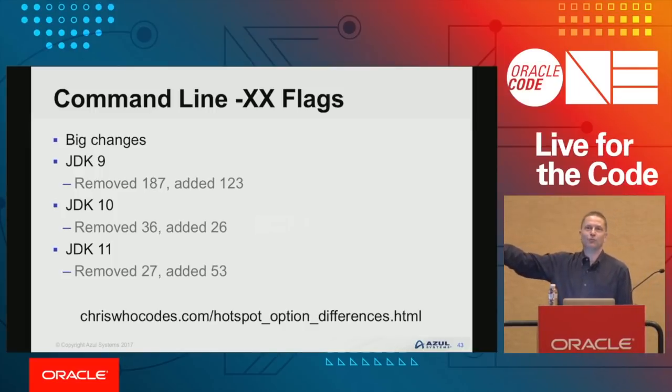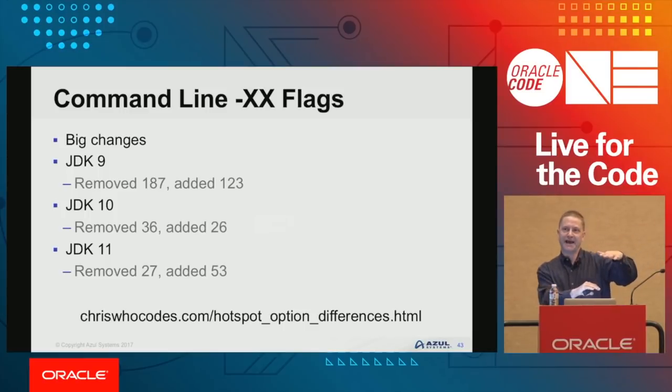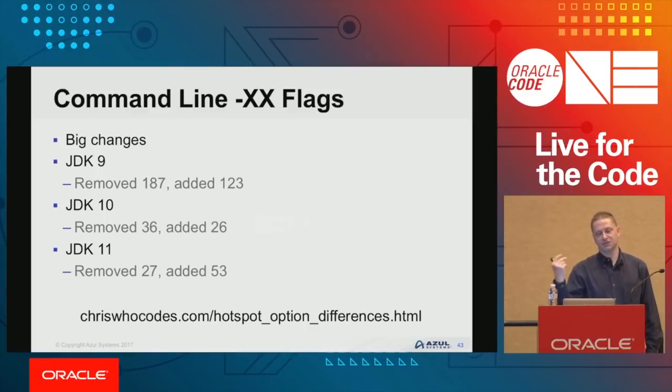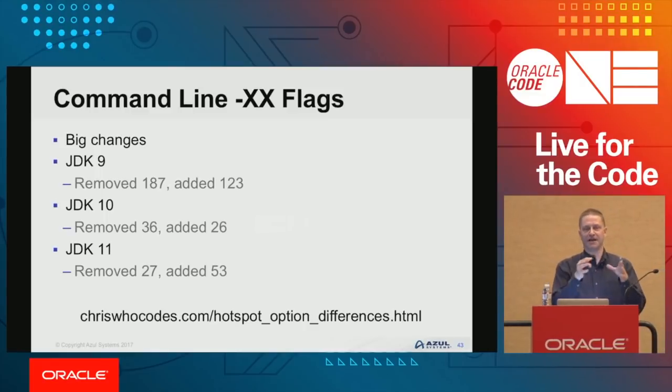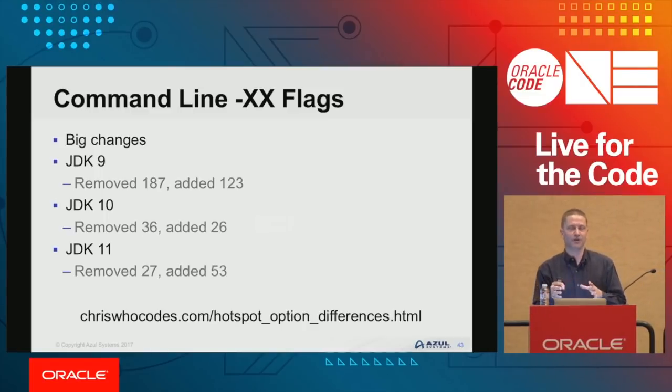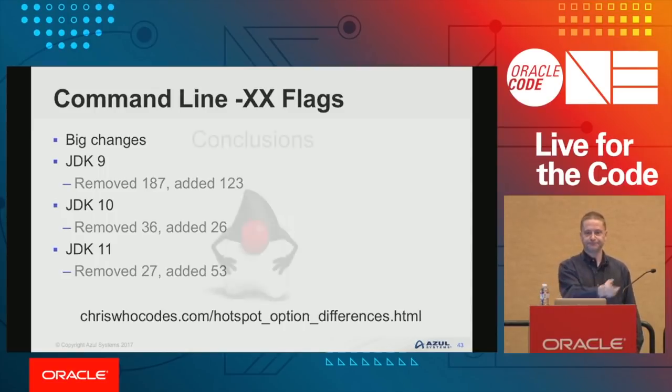There's a really great website. If you go to Chris Newland's HotSpot option differences, he's got this little tool which generates these reports of all the options which have been removed, all the options that have been added, and there are links to different bits of information about those. So that's a really good thing if you're interested in more detail about the command line flags and how they change, then that information is available there.